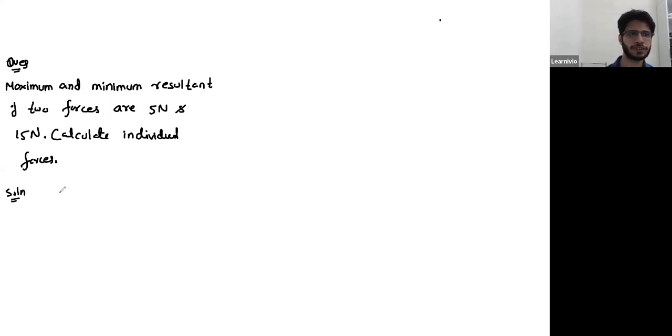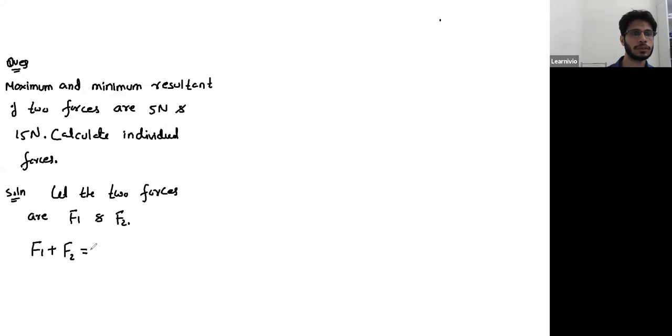Let the two forces be F1 and F2. Here F1 plus F2 is 15 Newton, that's the first equation. F1 minus F2 is 5 Newton, that's the second equation. From these two equations, you are supposed to calculate the value of F1 and F2.